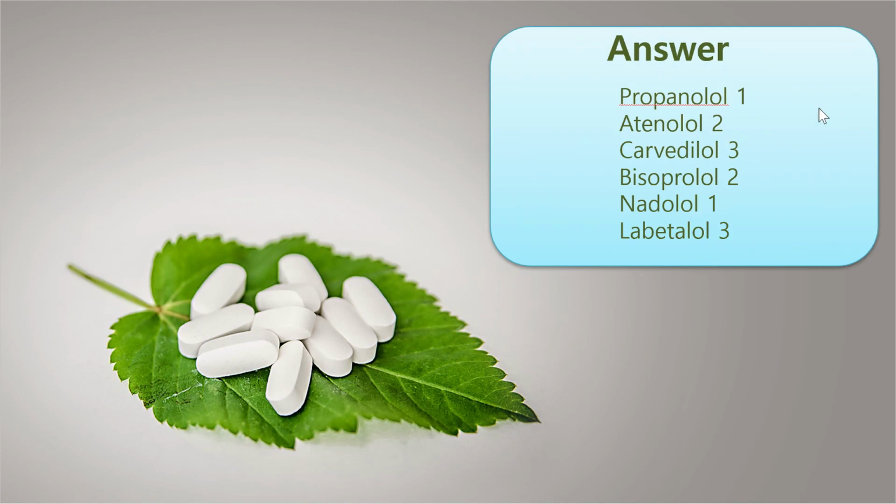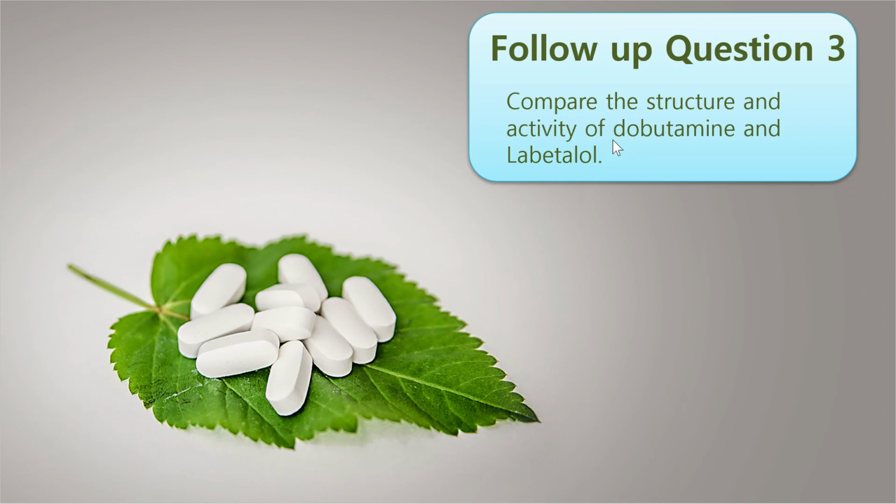All right, so if you answered propranolol and nadolol as first generation, you would have been correct. If you had atenolol and bisoprolol as second generation, you would have been correct. If you had carvedilol and labetalol as third generation, then you would have had it correct. And so our final follow-up question for this lecture is, compare the structure and activity of dobutamine and labetalol. Draw the structures, look at their activity and comment on the differences.